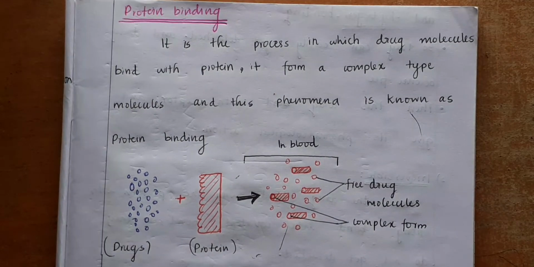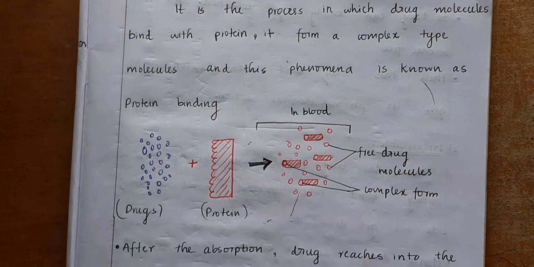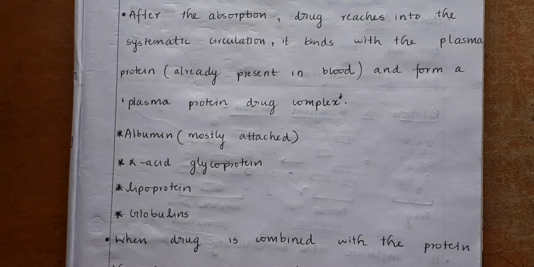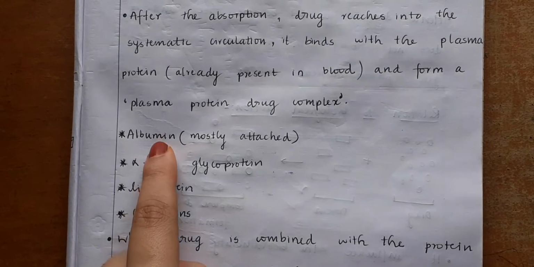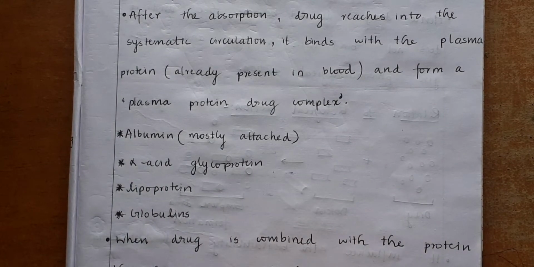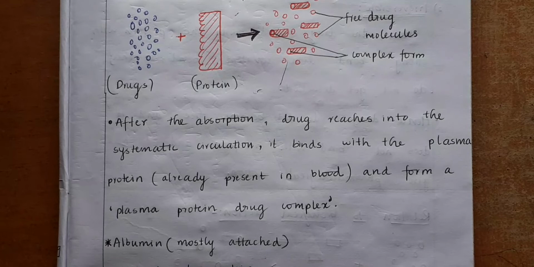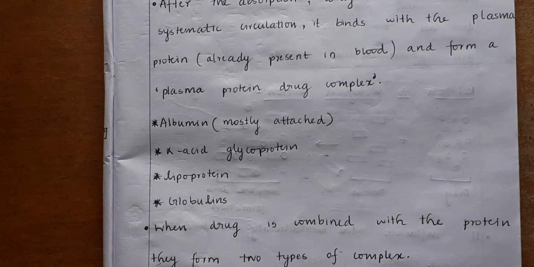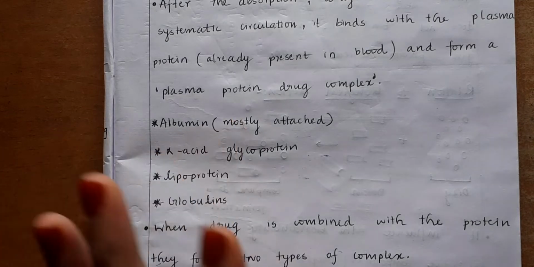There are some types of proteins in our blood. Let me explain them. See here. The plasma proteins present in the blood contain albumin, alpha acid glycoprotein, lipoprotein and globulins. In blood, there are many other components other than plasma proteins, like blood cells and blood proteins of extravascular tissues. Mostly the drug binds with the plasma proteins. In plasma proteins, the drug binds mostly with albumin because it is present in large amount.